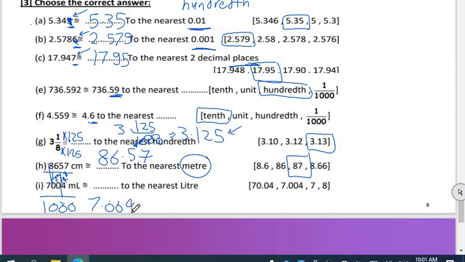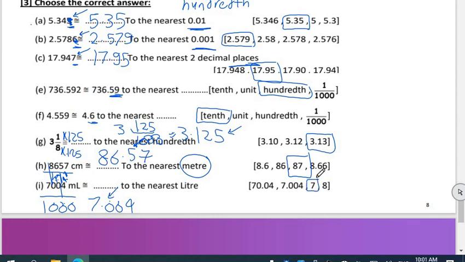So it equals 7.004. Okay, to the nearest liter, meaning to the nearest unit. We ask the first number in tenth. 0. You are strong or you are weak? I am a very, very weak number. So we keep 7 again. So the result will be 7.